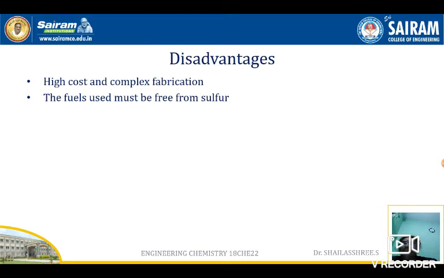Coming to the disadvantages, there is high cost and complex fabrication. The fabrication is very complex, and we have to use costlier materials, all solid materials. The fuels used must be free from sulfur. If they contain sulfur compounds, it will decrease the efficiency of the fuel cells.